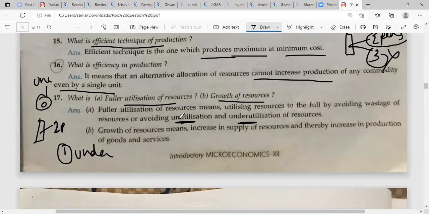Okay, so fuller utilization of resource means utilizing resource to the full by avoiding wastage of resource or by avoiding unutilization and underutilization. Next is growth of resource. So, ma'am, growth of resource means increase in supply of resource and thereby increase in production of goods and services. Clear?